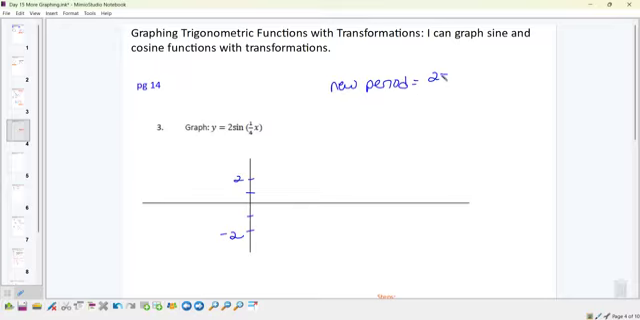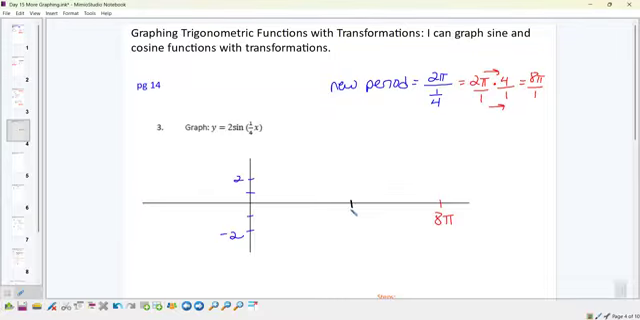So the new period is going to be 2 pi over 1/4, which means we're going to get 1/4 of a wave where we normally have 1. Dividing by a fraction is the same thing as multiplying by the reciprocal. Multiply numerators, multiply denominators. And so we get a period of 8 pi.